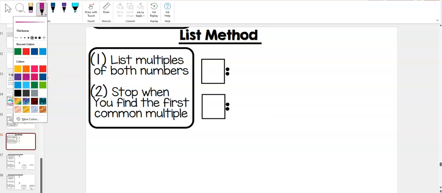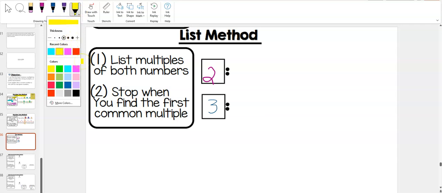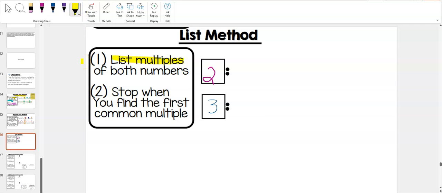So for this, we're still using 2 and 3. I was going to do 2 different colors. Let's try that again. 2 and 3. But we're not going to be skip counting on a number line. We are just going to list the multiples of both of these numbers. We're just basically skip counting. So again, listing multiples is skip counting.